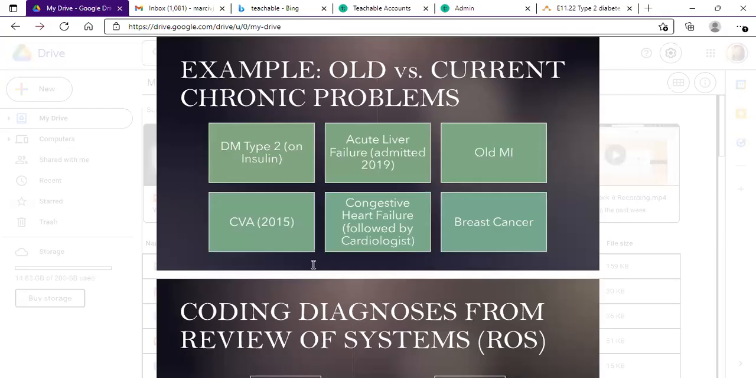So we already established what's old. We already established what's current. So with the breast cancer, you know what we can do to avoid querying it. You query the physician when there are no more options left, because you never want to be put in a position where you query the physician unnecessarily.